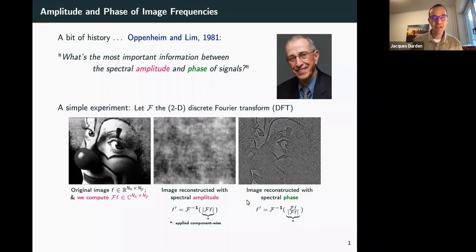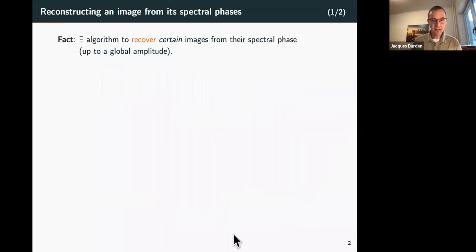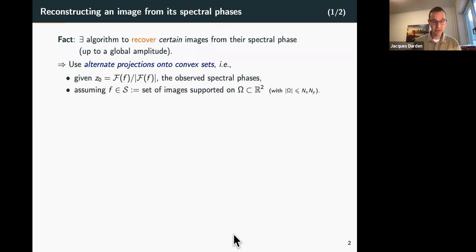So this is the experiment that Oppenheim did, and with his collaborator, they wanted to do better than the reconstruction which is here. And to do that, what they did is simply to consider another algorithm than this linear transformation, an algorithm that was already well known in the literature, which is the alternating projection onto convex sets, in order to estimate the initial image up to a global amplitude, because of course, keeping the phase of the spectral content is totally invariant to any rescaling by some positive factor of the image. So what they did is to first define two convex sets.